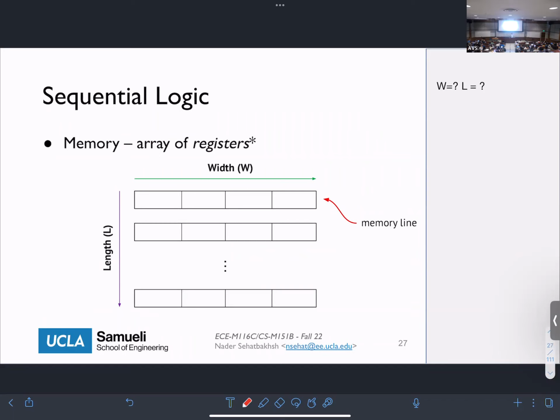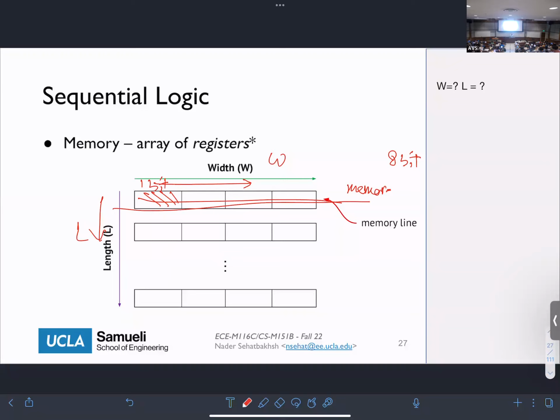We usually structure a memory into a 2D array, where we call this direction the width and this direction the length, or W and L. All these widths together become a memory line. I told you that our memory is byte addressable, which means each of these is 1 bit, and 8 of them together create 1 line. So 8 of those registers need to stay together to create 1 line for us.